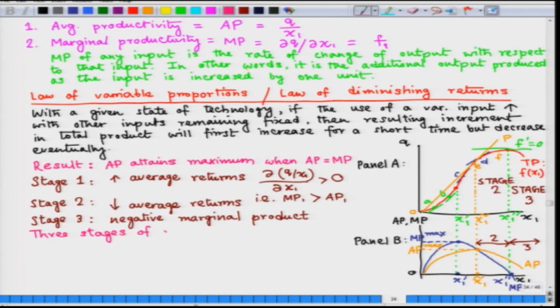of neoclassical production function. So, we are going to continue with the discussion in the next lecture.